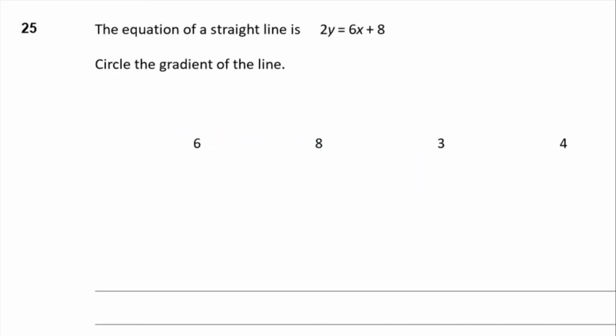Question 25. The equation of a straight line is 2y equals 6x plus 8. Okay. Now, we're asked to circle the gradient of the line. Well, the gradient of a straight line in the form y equals mx plus c is m, isn't it? It's that value in front of the x term. That is the gradient. So here you might be thinking that 6 might be the gradient because that's the coefficient of x in the value we've been given. But if you look here, this says 2y and not y, so that's a problem.